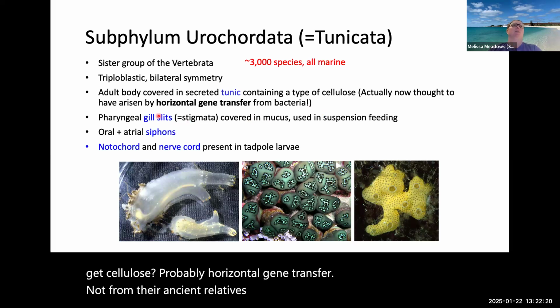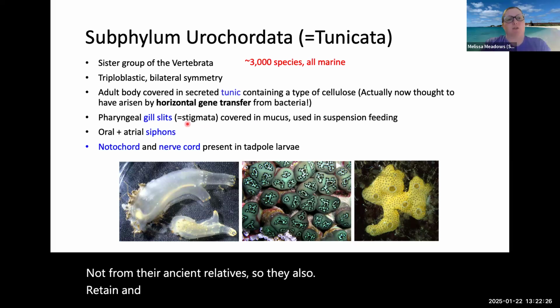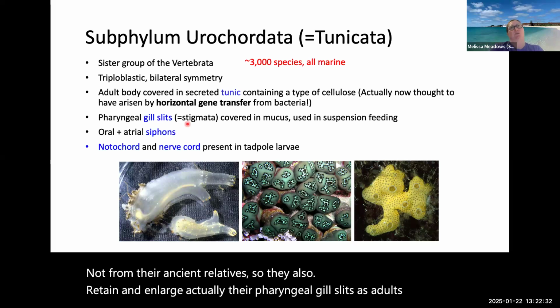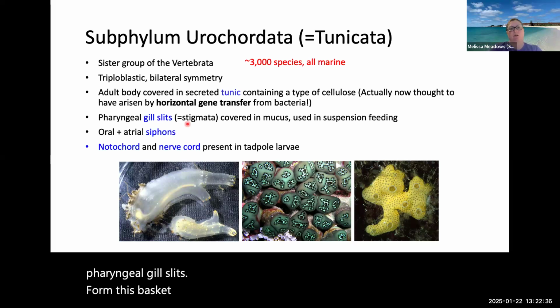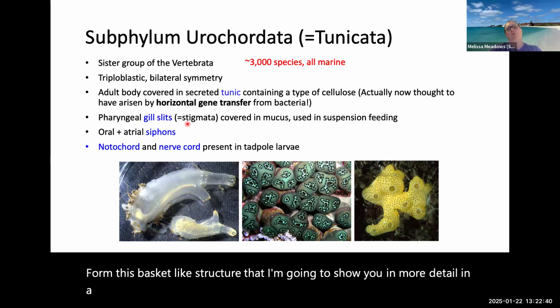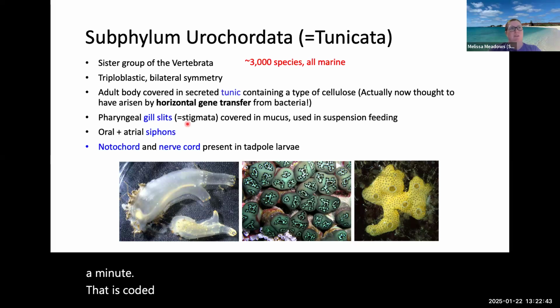So they also retain and enlarge their pharyngeal gill slits as adults. And those pharyngeal gill slits form this basket-like structure that I'm going to show you in more detail in a minute, that is coated in mucus produced by the endostyle, and used for suspension feeding.